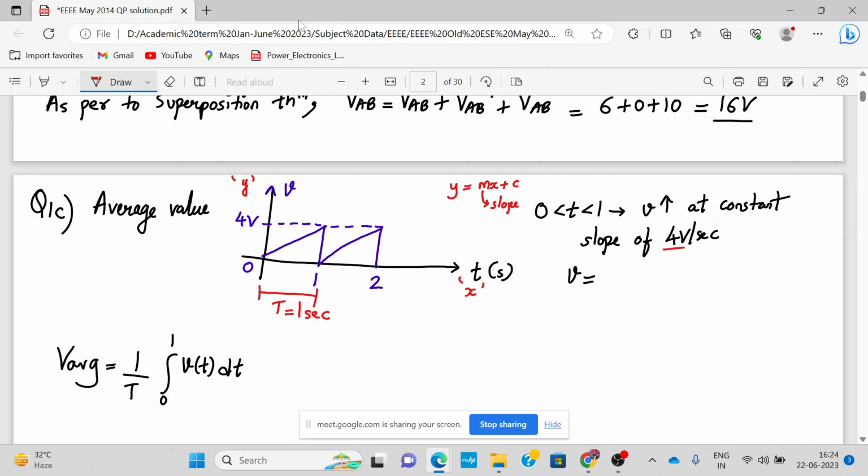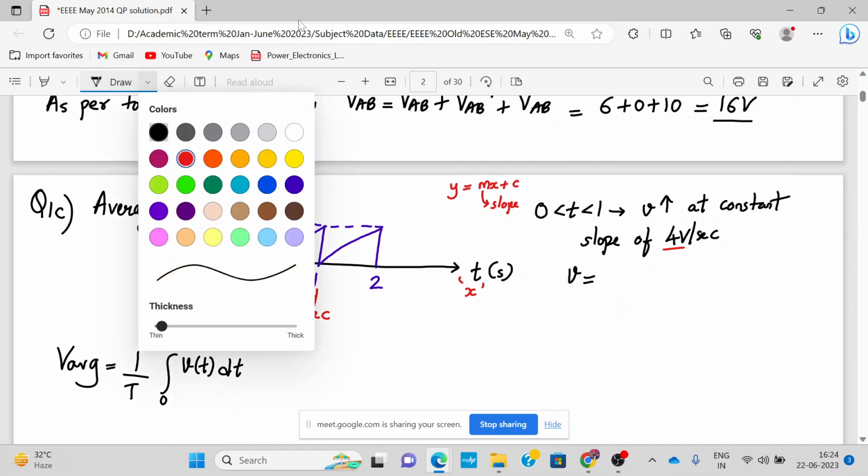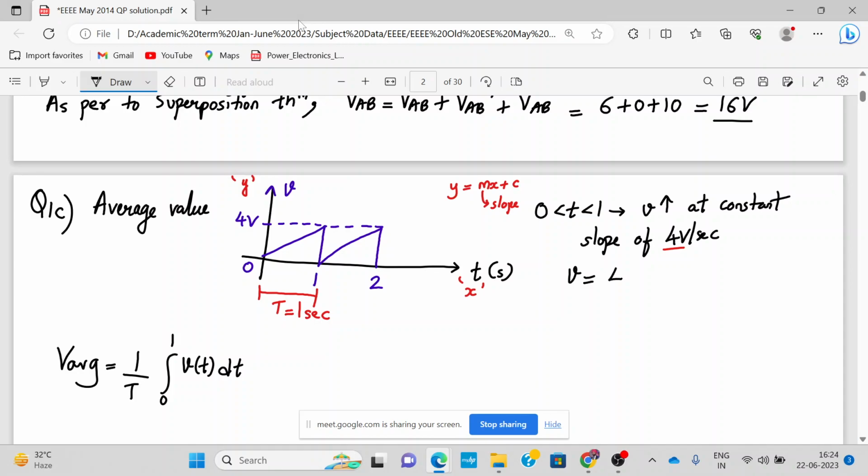And what is X here? T. And what is V over here? Y. So tell me what is V now? Slope, that is 4, into x, that is t. There is no intercept. It's passing through 0. So the equation of V is 4t. Did you understand this? Yes. Okay.